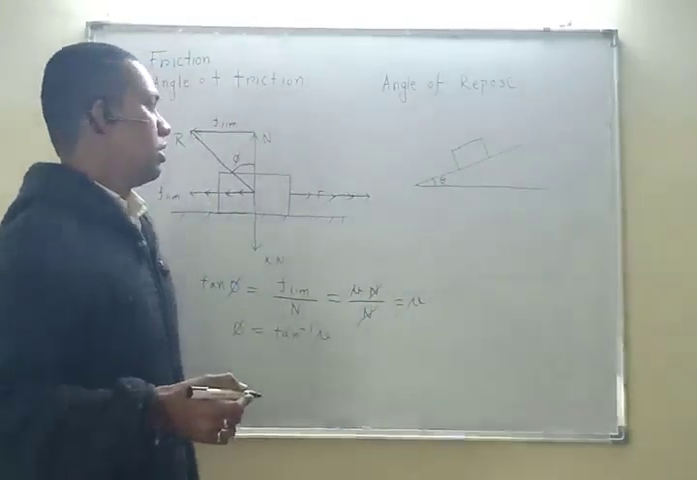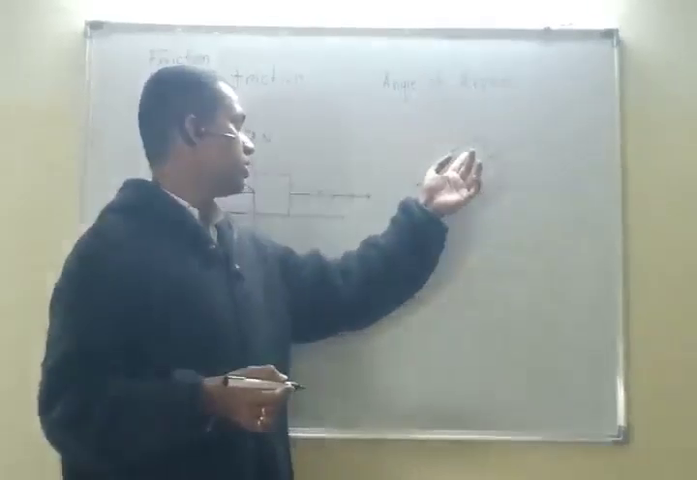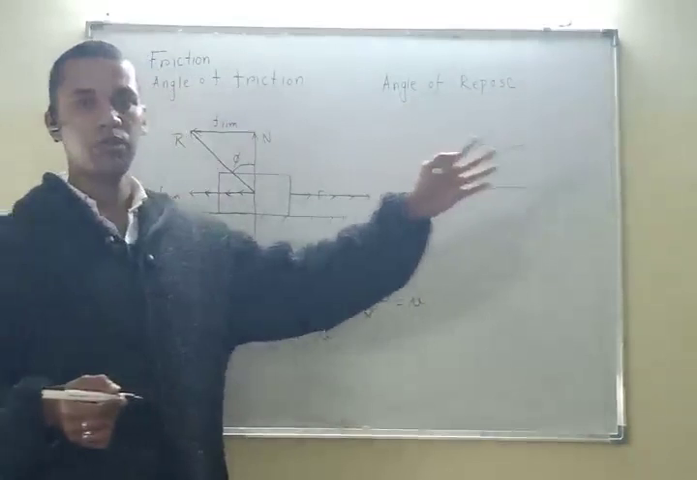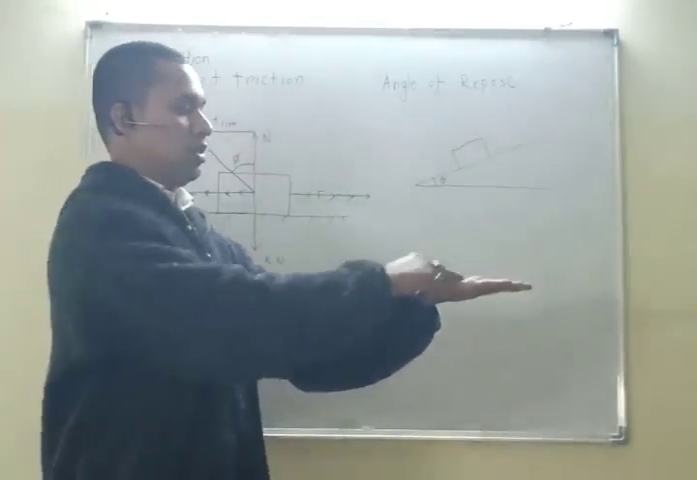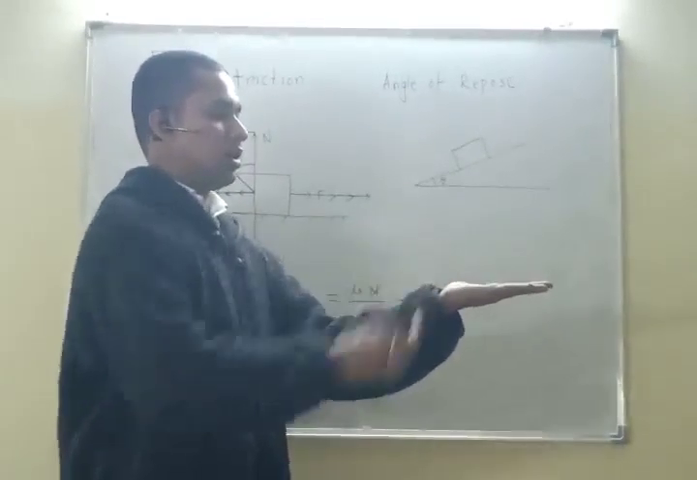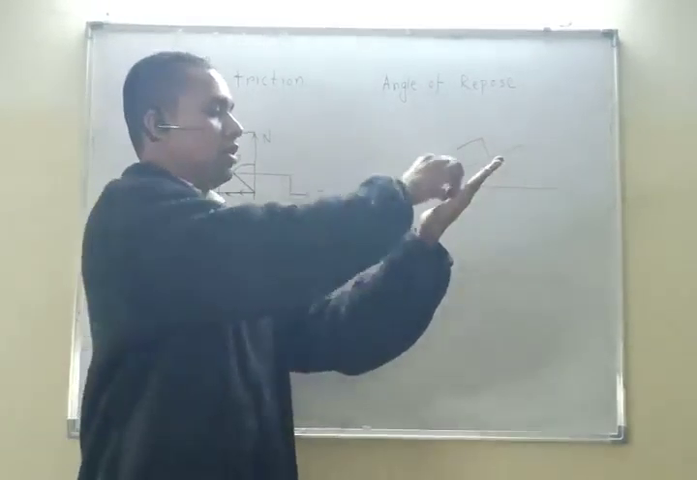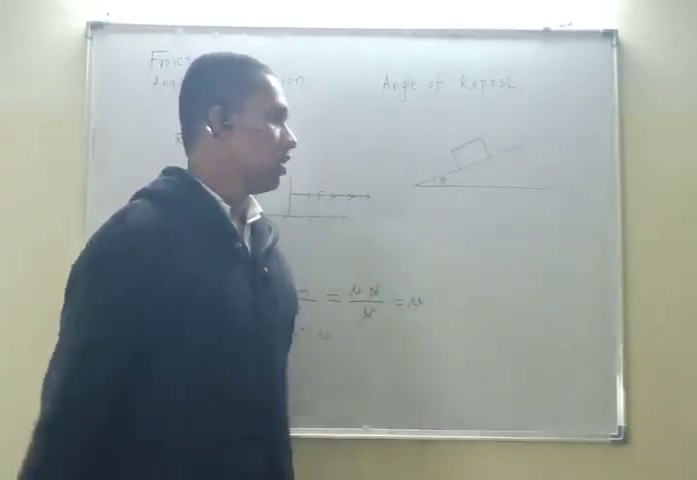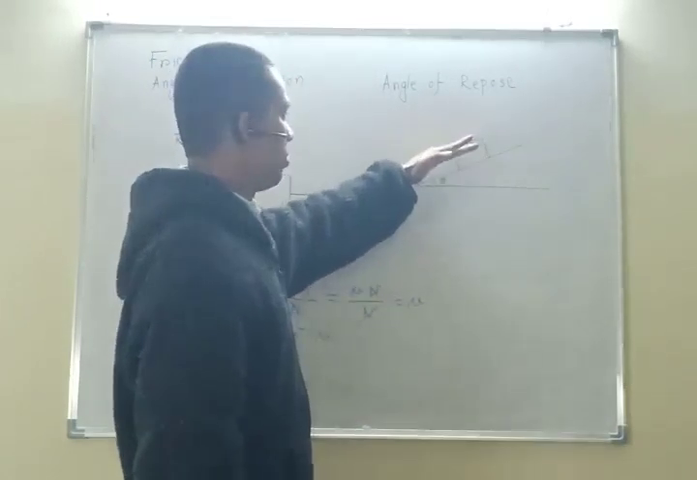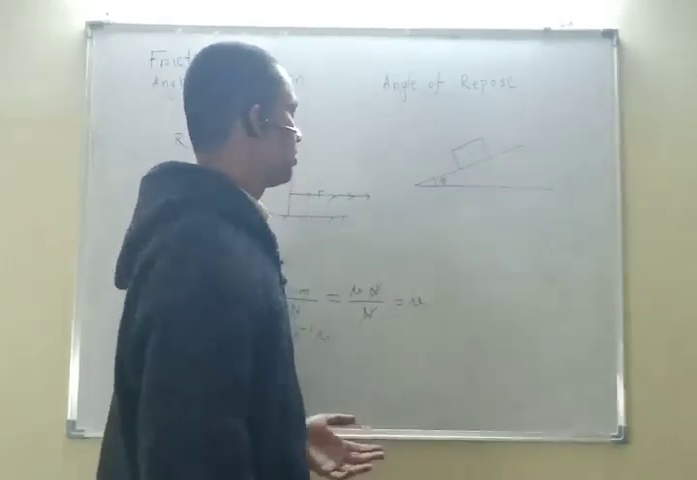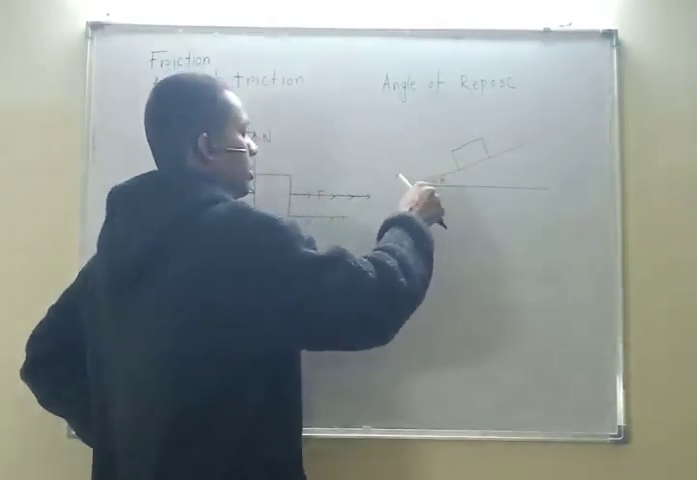If this value is theta, then theta will also have some limiting value, after which this body will start moving in this direction. The body will start slipping. How? If this is the surface and I put this in here, then it will not slide like this. But if I increase the angle, then this will slide like this. So after a particular value of theta, this will be moving downward. Clear? So let us see for what value this will be moving downward.